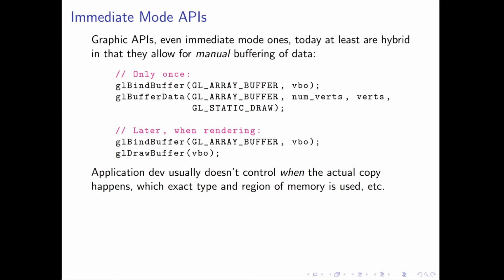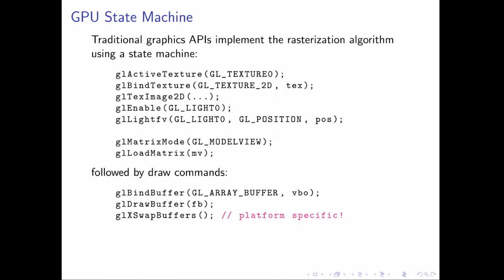So with data, it became quite clear at some point that the application developer needed some sort of control over how data is buffered. But in general, the immediate mode APIs, and in particular OpenGL, have a state machine, and this state machine will execute the rasterization algorithm, and it will allow for configuration through commands that instruct the GPU to set up a certain state before draw commands are issued.